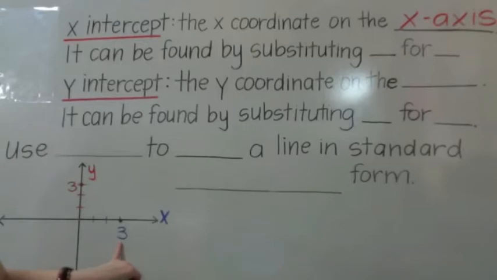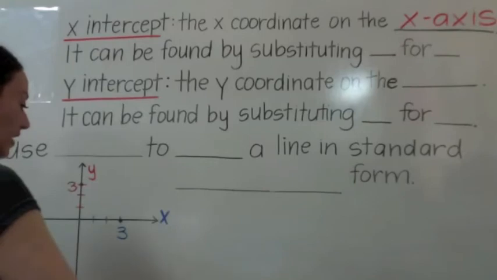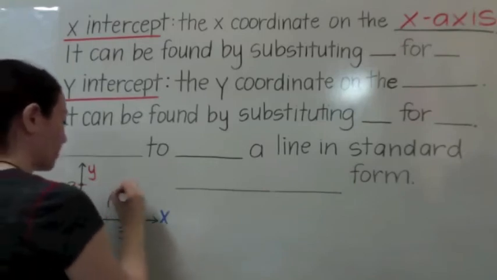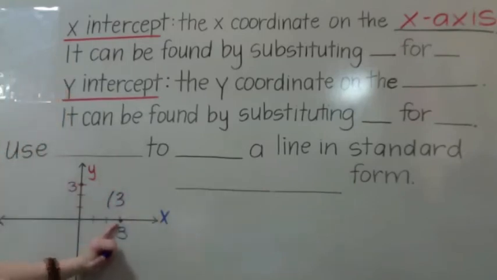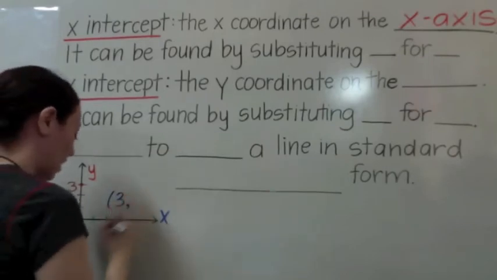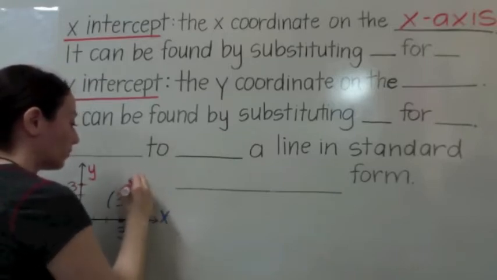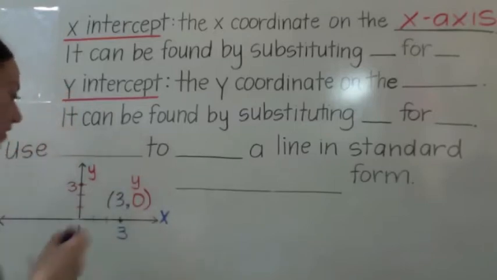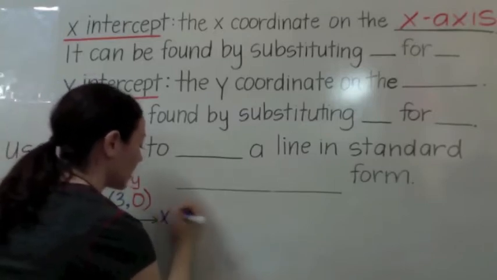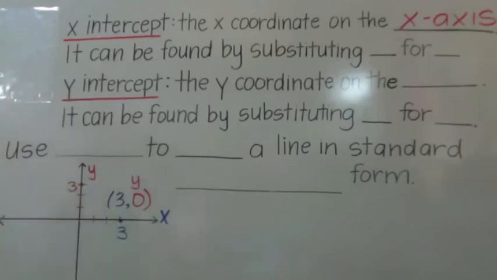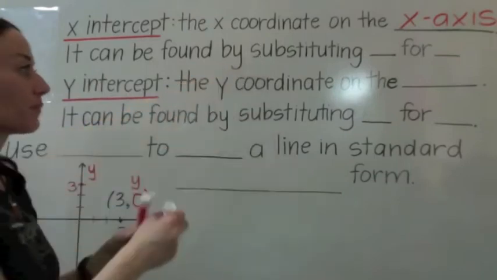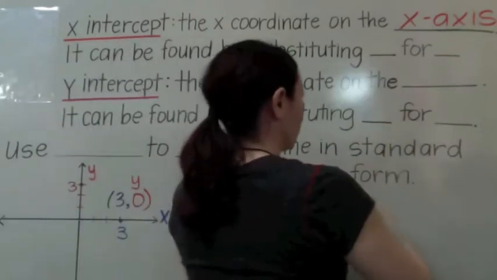So let's take a look at what this point might be, okay? We are at 3 on the x-axis, correct? We're at 3. Do we go up or down? We don't go anywhere, right? So what is y then? What is y? Y is 0, okay? So to find an x-intercept, anything on the x-axis is going to have a y coordinate of 0. So to find it, we can substitute 0 for y.